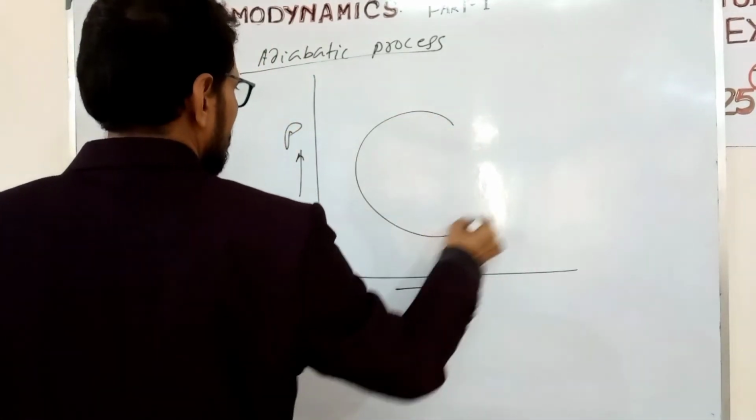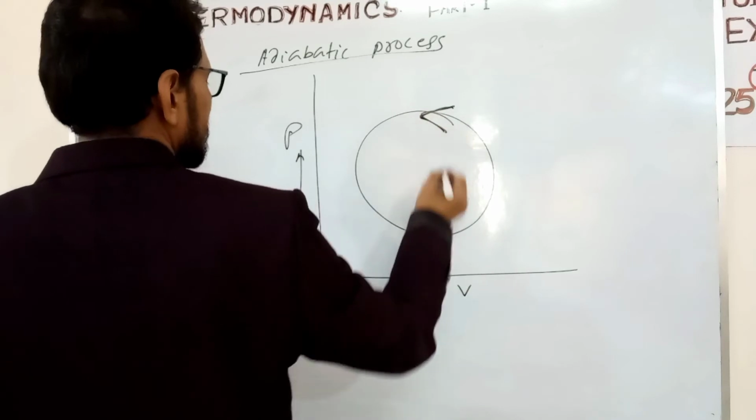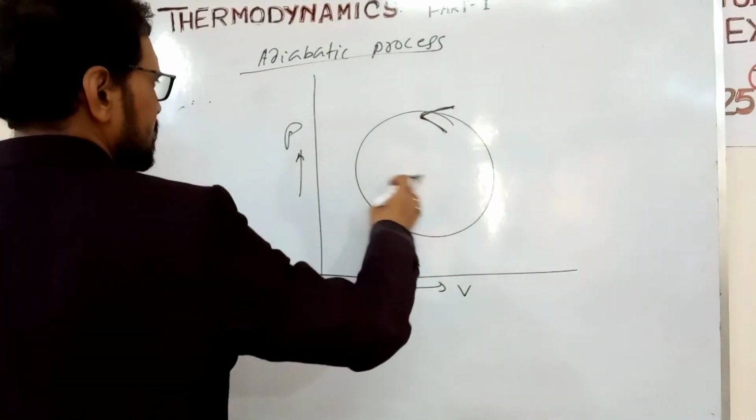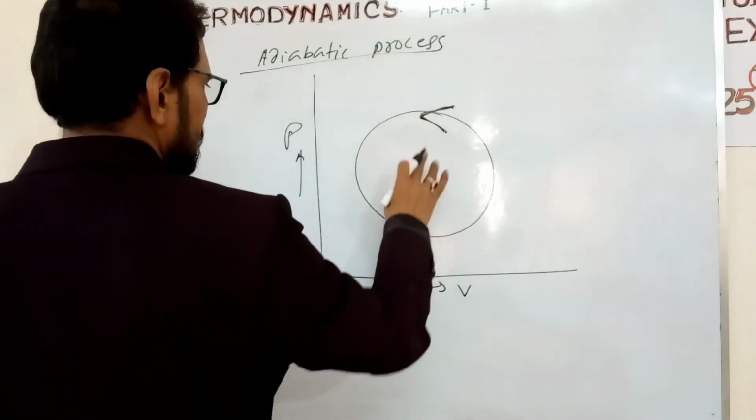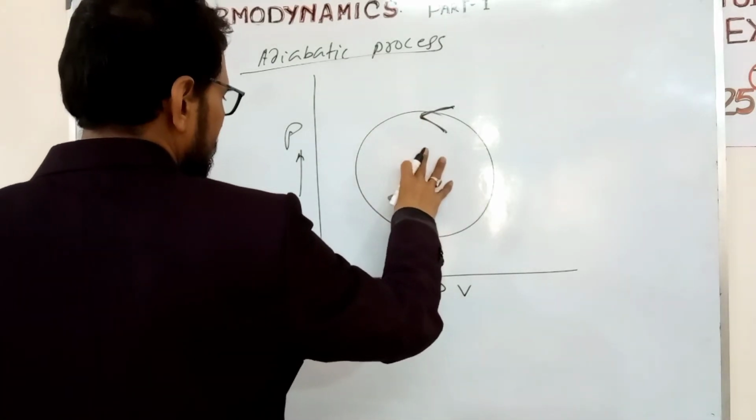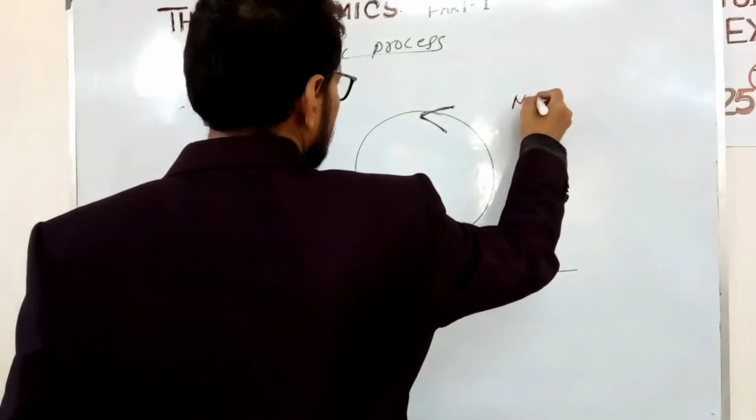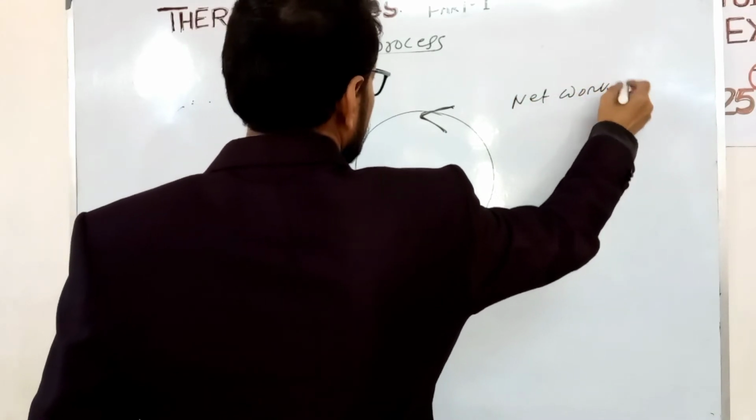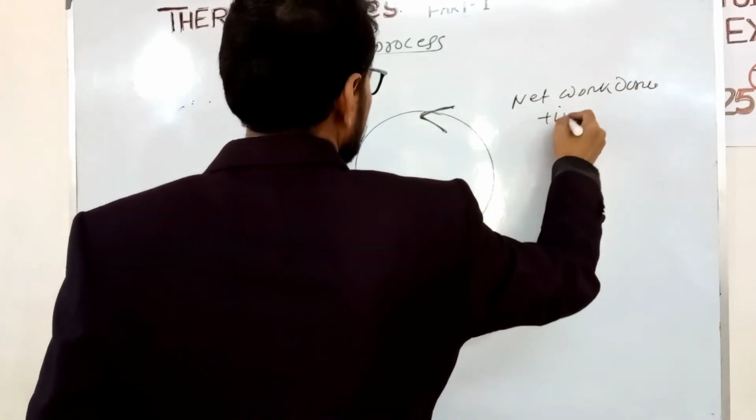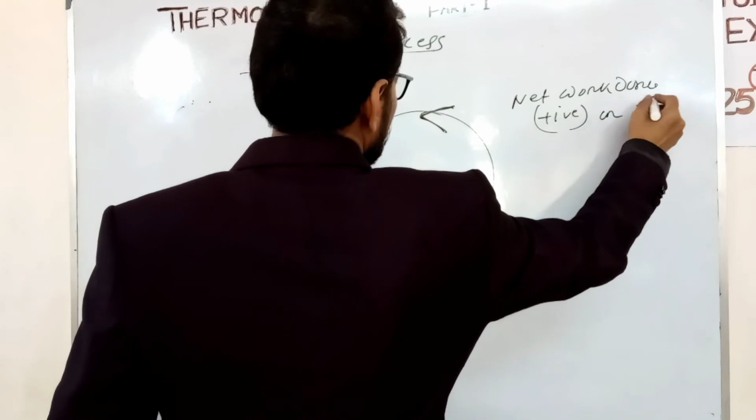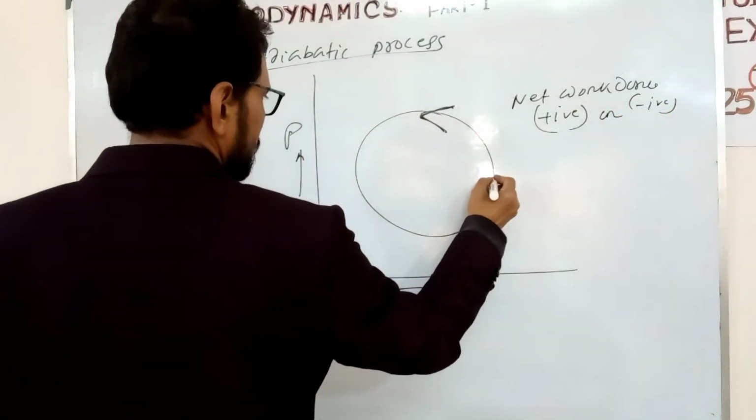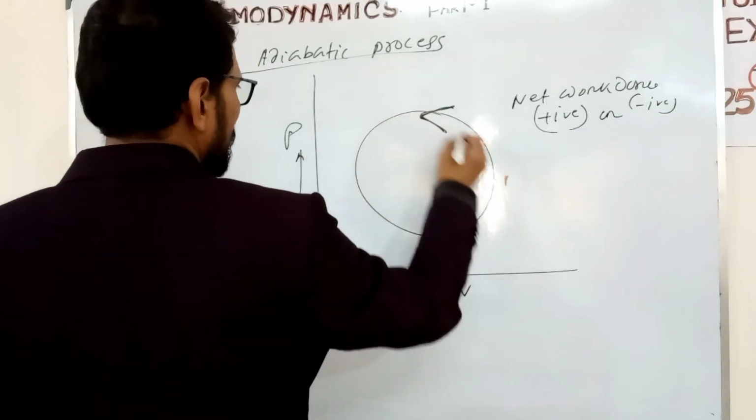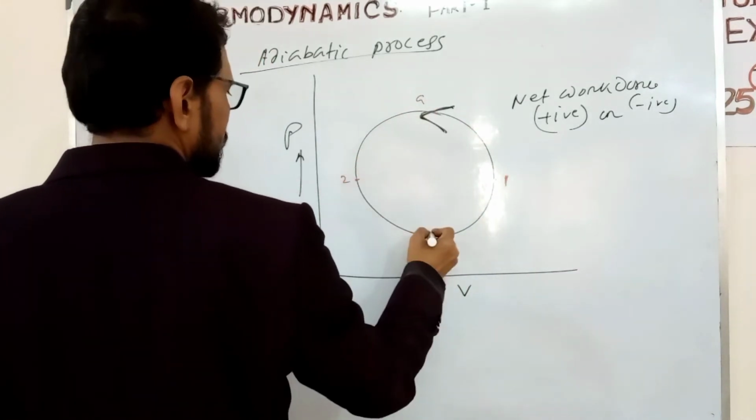And if this rotation is anticlockwise, then what is the net work done? Is the net work done positive or negative? How can we calculate it? Now this process moves in this way. Suppose this is 1a 2b.